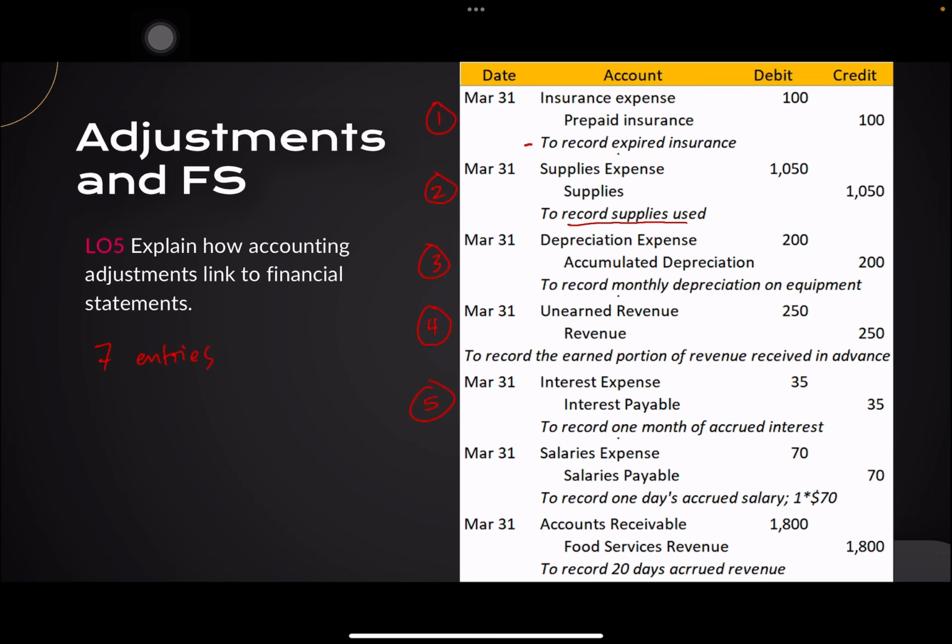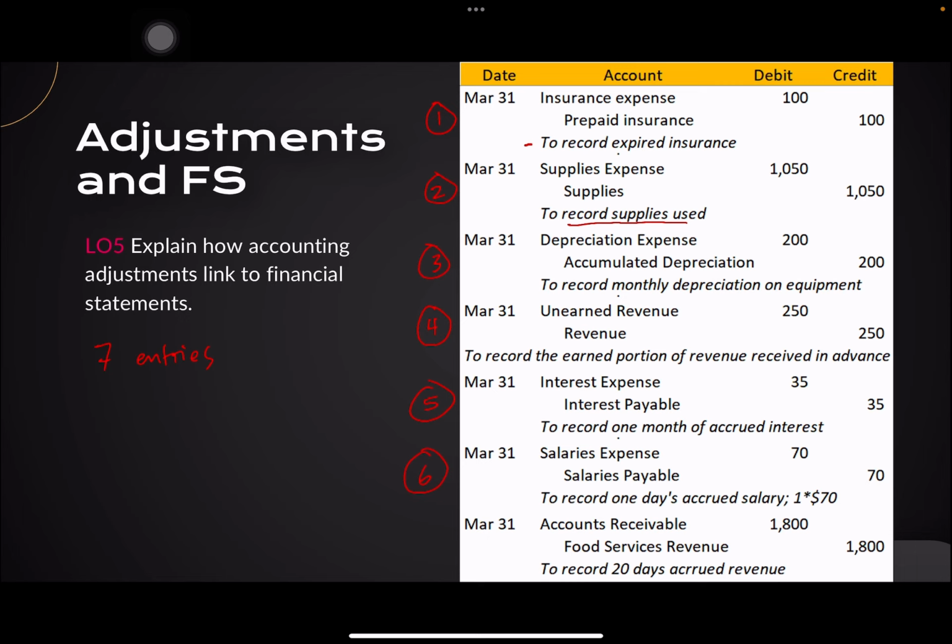So our sixth adjusting entry was due to the salaries that were provided, for the work that was provided by our employees, right? So this was the sample of March 31. For the month of March, there is one work day that we haven't paid yet. And we calculated and determined that the salary for 1 day is $70.